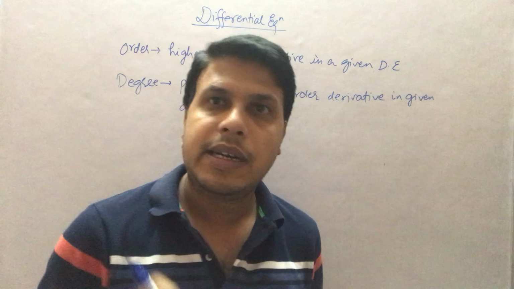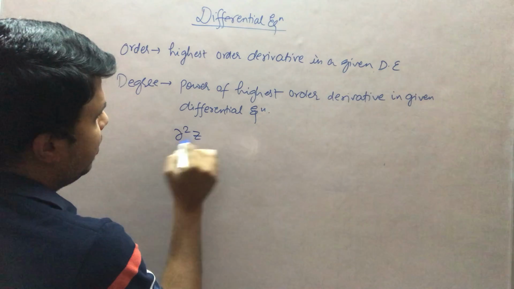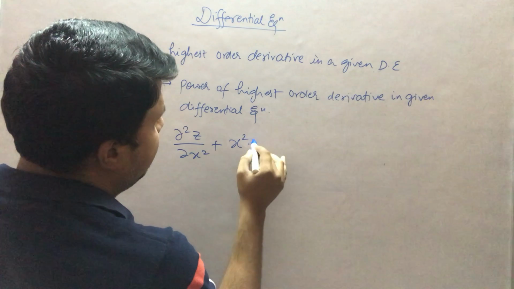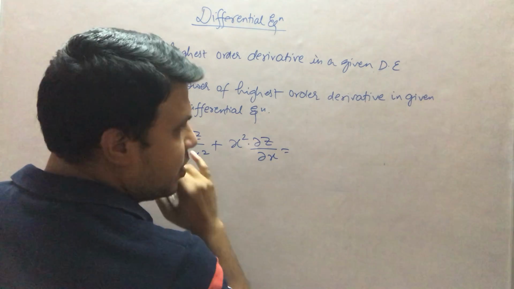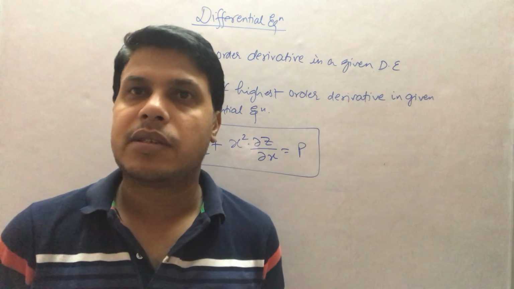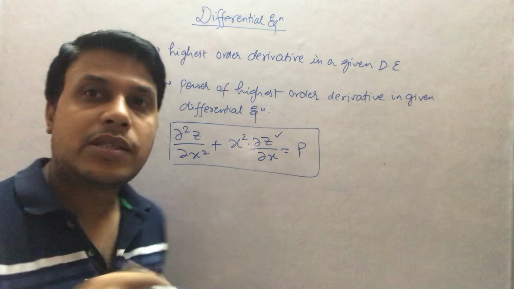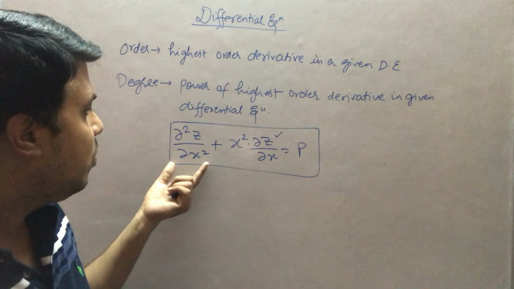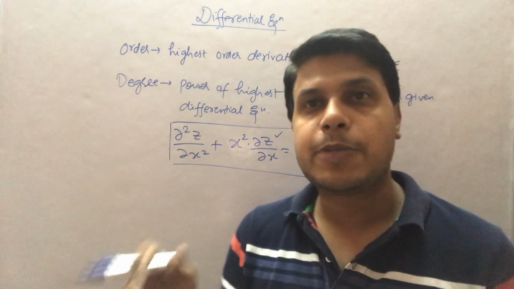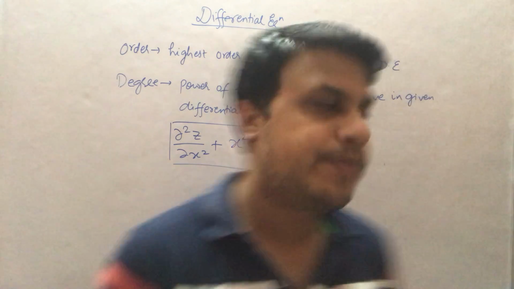What does it mean, friends? It simply means that if I have an equation del 2z upon del x2 plus x square del z upon del x equals a function p, what is the order of the differential equation? As I told you, we have to check the highest order derivative. Here one derivative is of first order, that is del z upon del x only. But here it is del 2z upon del x2, means we are differentiating z with respect to x 2 times. So we can say the order of the differential equation is 2.